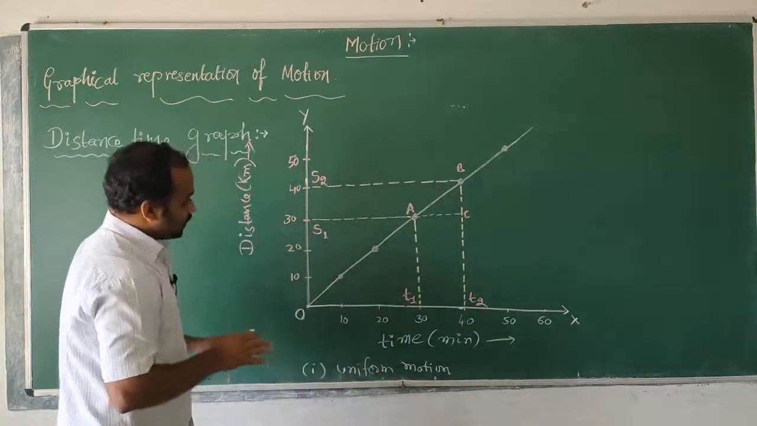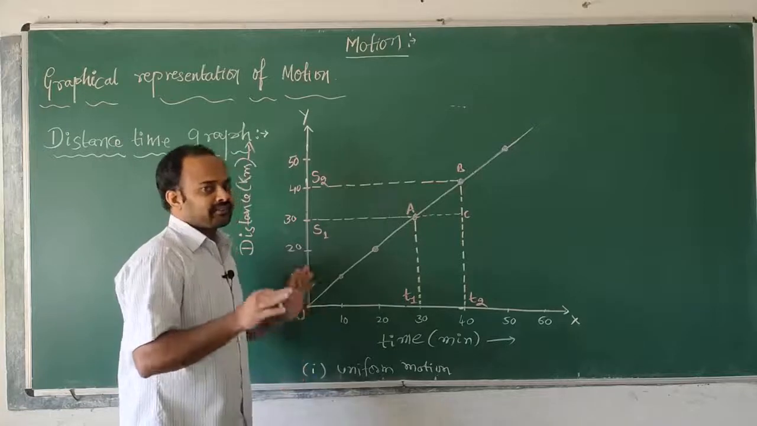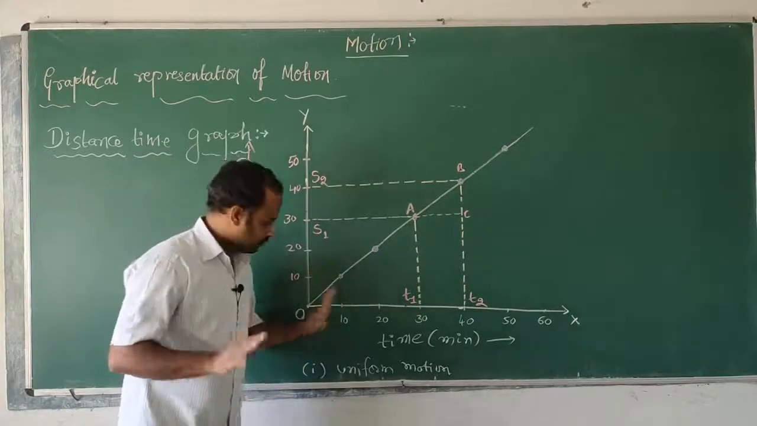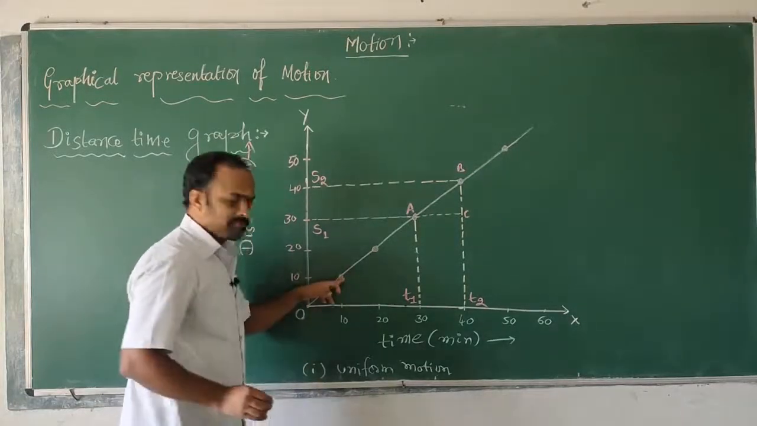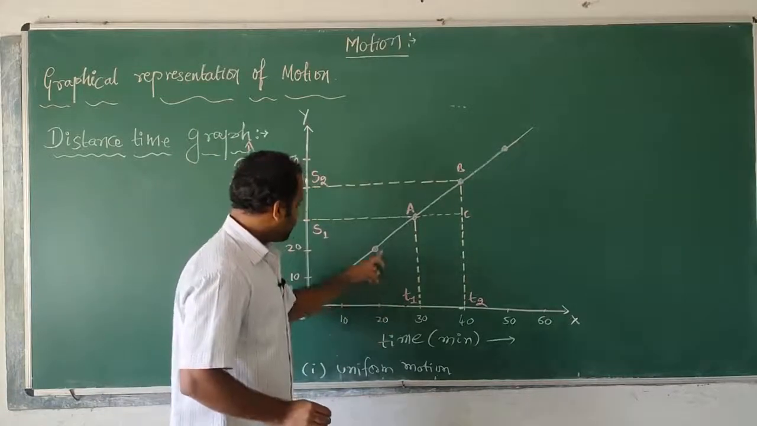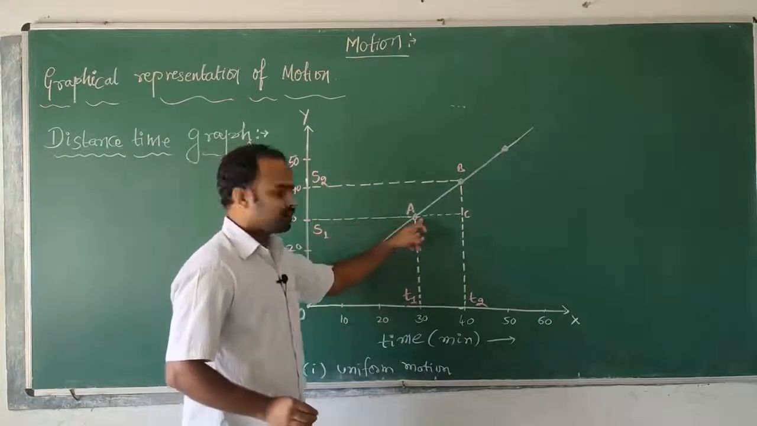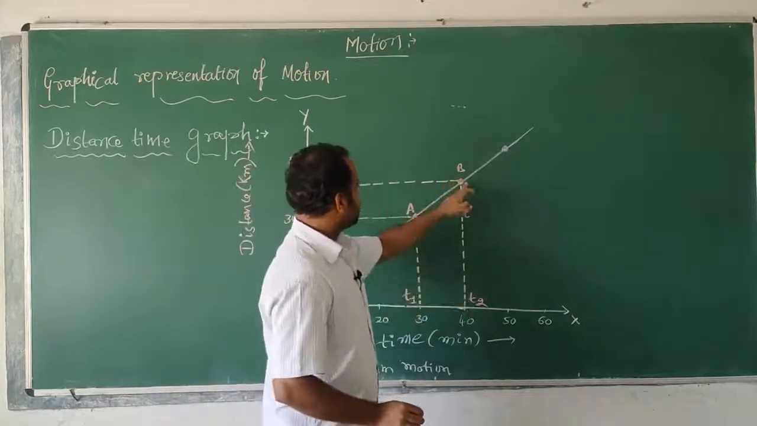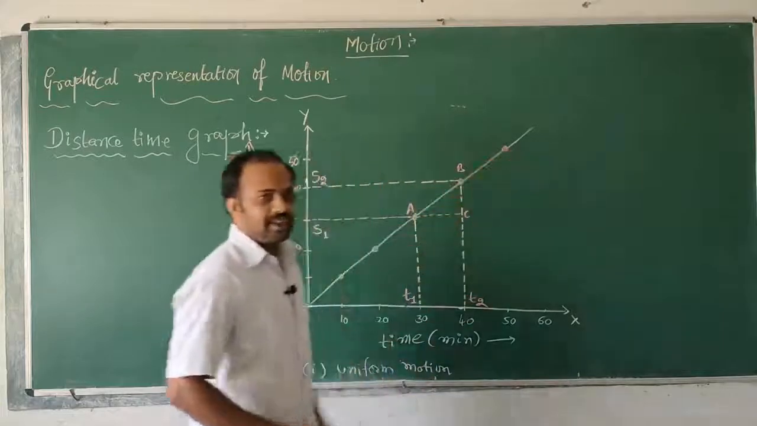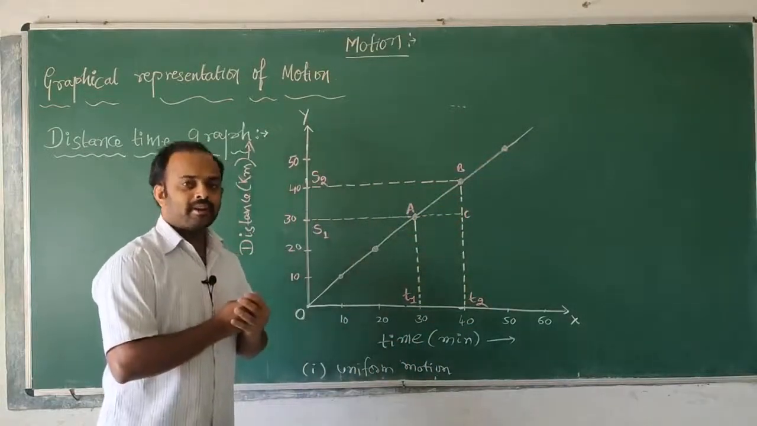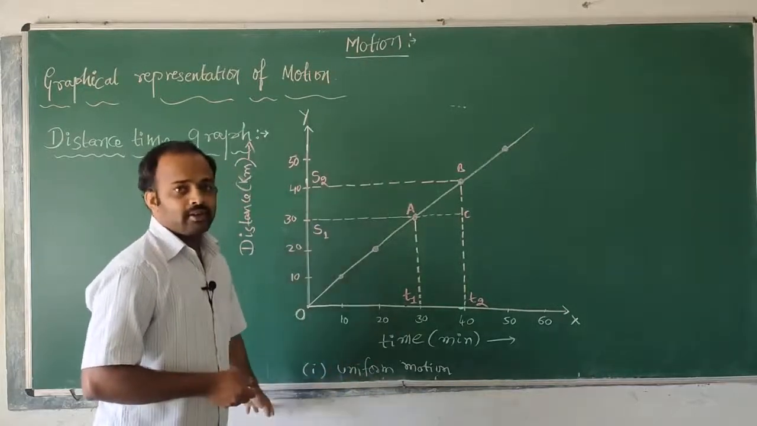Now, for the first 10 minutes, if a car is moving on a straight road, it covers a distance of 10 kilometers. For 20 minutes, it covers 20 kilometers. For 30 minutes, 30 kilometers. For 40 minutes, 40 kilometers. And for 50 minutes, it covers 50 kilometers. Every 10 minutes, it covers 10 kilometers. That means this type of motion is called uniform motion.